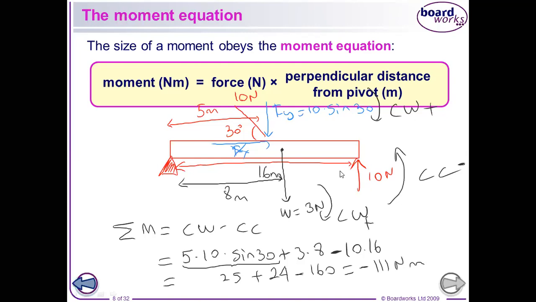So what does my negative sign mean, ladies here? Is it clockwise or counterclockwise? Anti-clockwise. So the negative sign means counterclockwise. Okay? Any question?